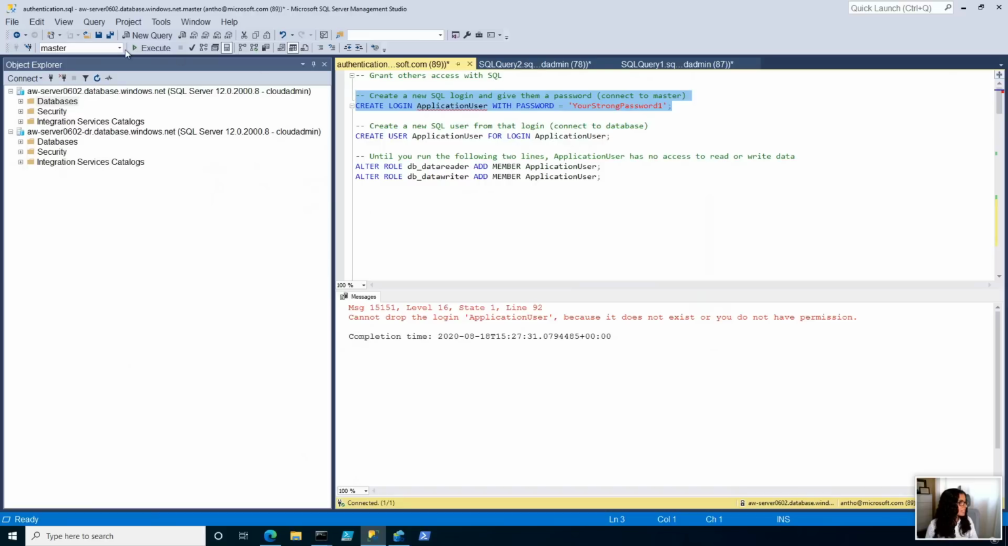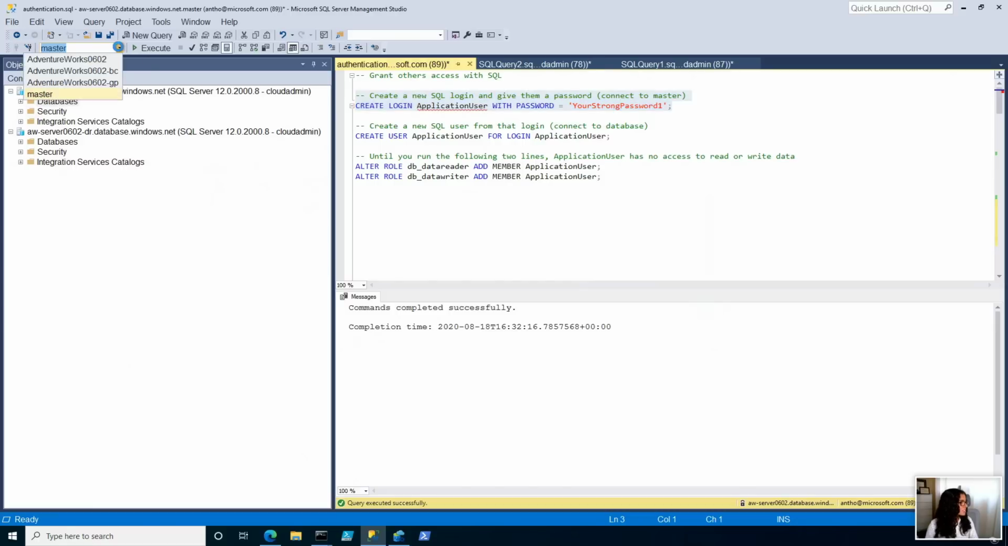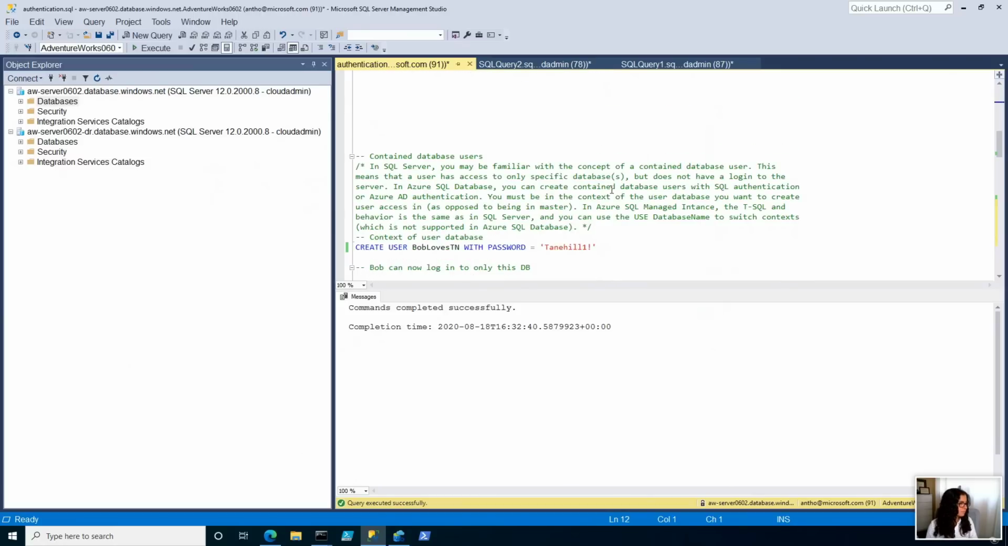Now what might be something I would do, just like SQL? Well, I might create a SQL user and give them a password. I can do this, but note I have to be in the context of master in this case. Now I can switch to a database and create a new SQL user from that database. That's what this create user command does, and again, this should look very similar. Until I give them either DB data reader or DB data writer, they won't have access to read or write data. So this is a pretty simple standard example.